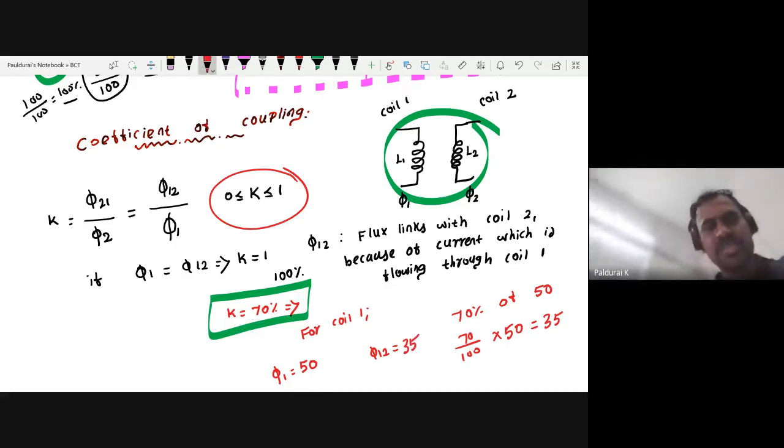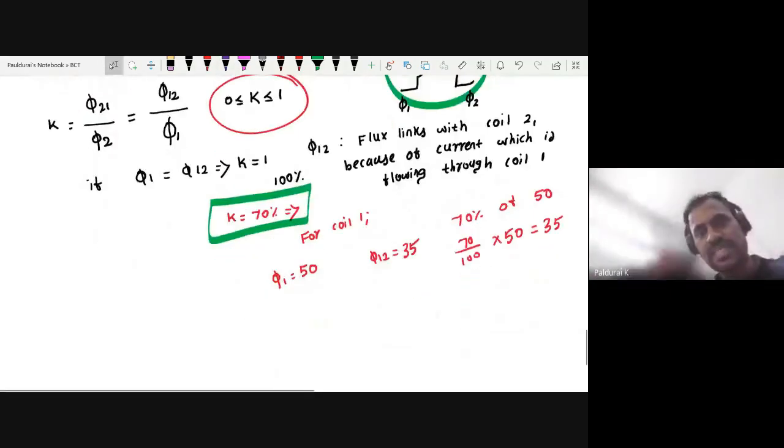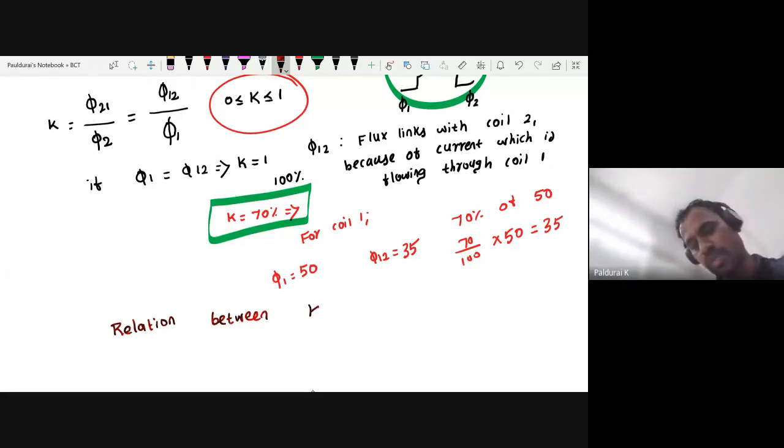So this is about coefficient of coupling. My final topic for today's class is another quite interesting relation, between this coefficient of coupling and mutual inductance.